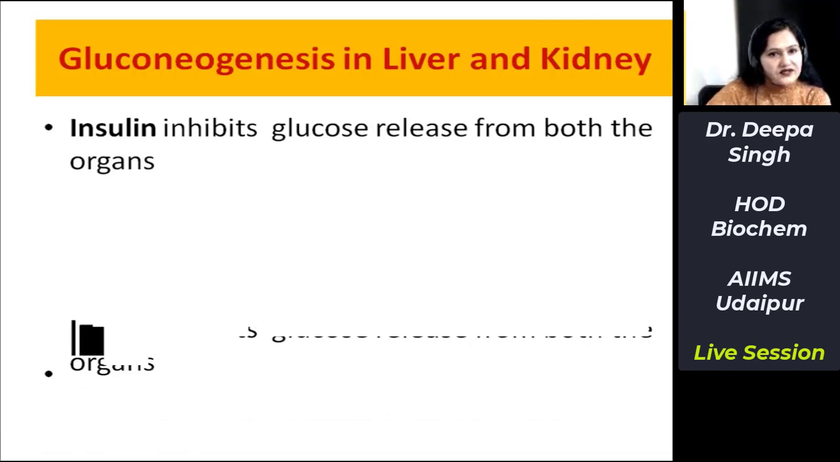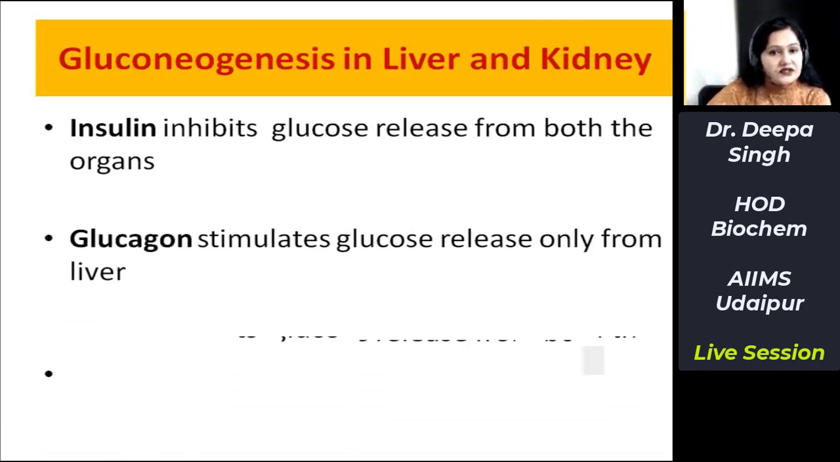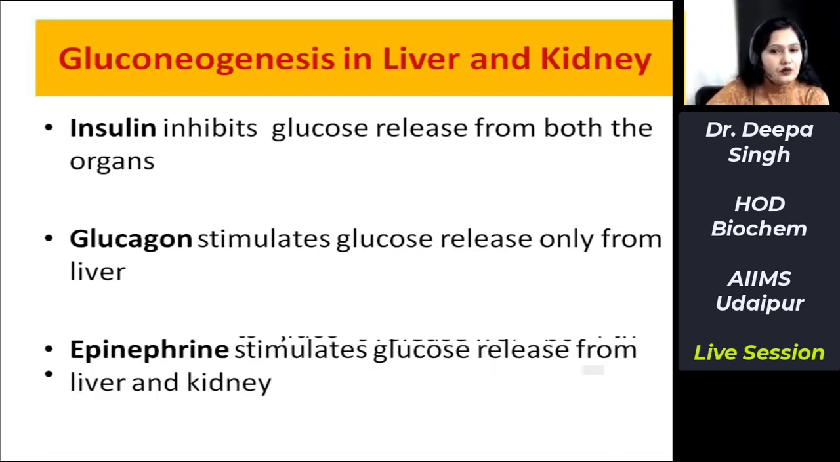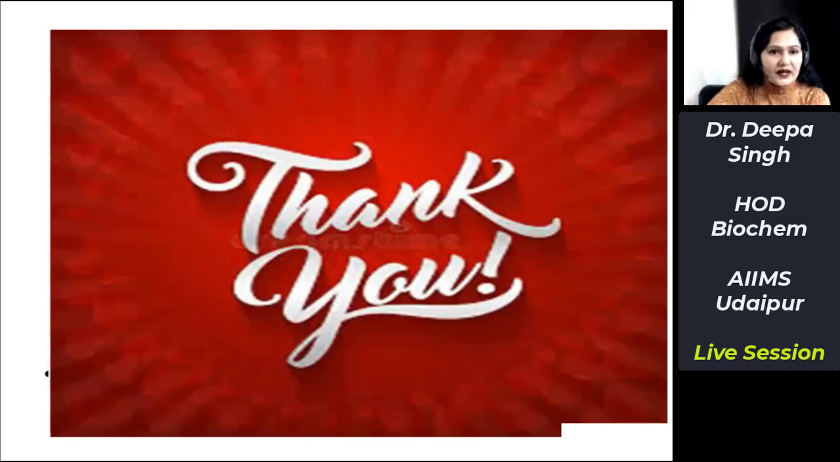Insulin inhibits glucose release from both the organs. Glucagon stimulates glucose release from liver. And epinephrine stimulates glucose release both from liver as well as kidney. This finishes role of kidney in regulating blood glucose level.